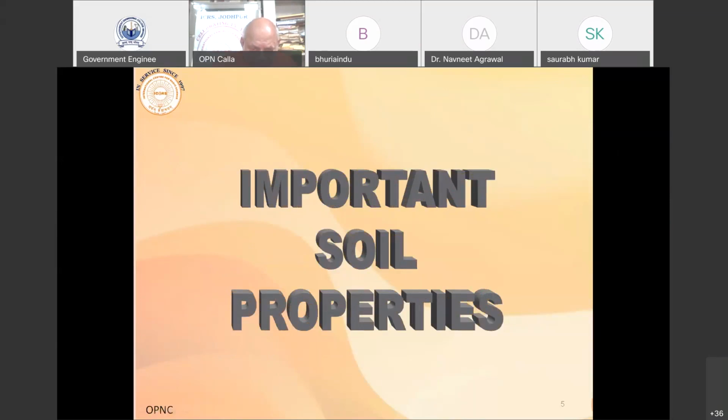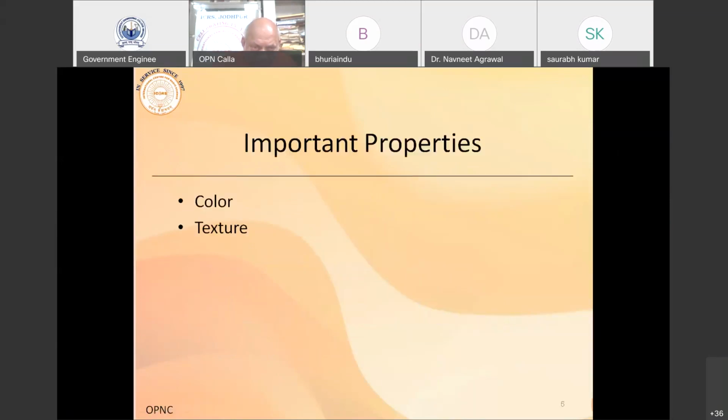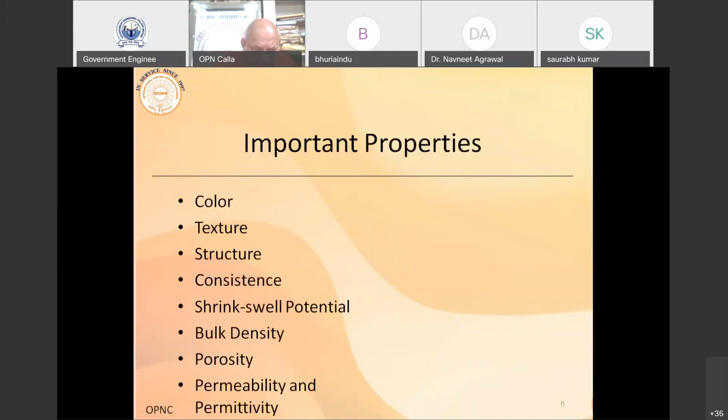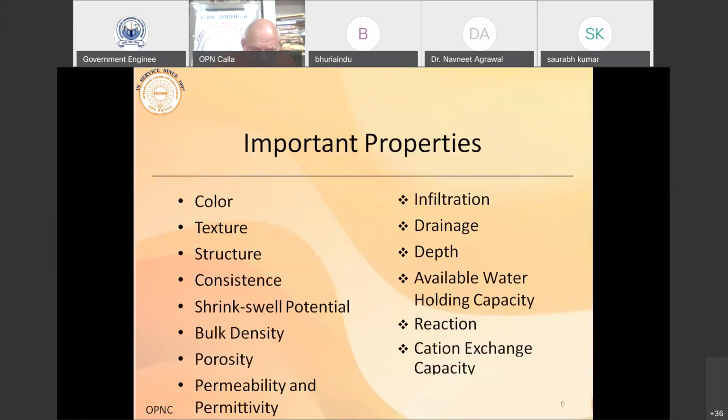So we'll start with the soil properties. The soil has color, texture, structure, bulk density, porosity, permeability, and permittivity. Permittivity is the most important parameter for microwave remote sensing. And then the drainage and depth. For each of these parameters, if we want to apply microwave remote sensing, we need to consider the parameter.